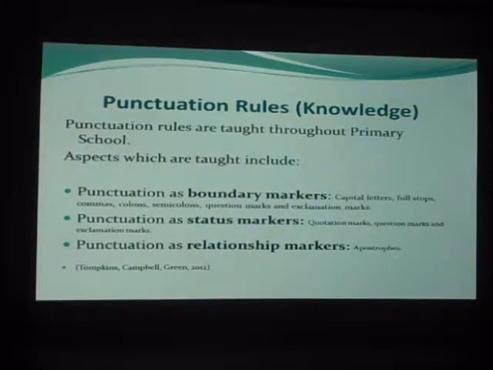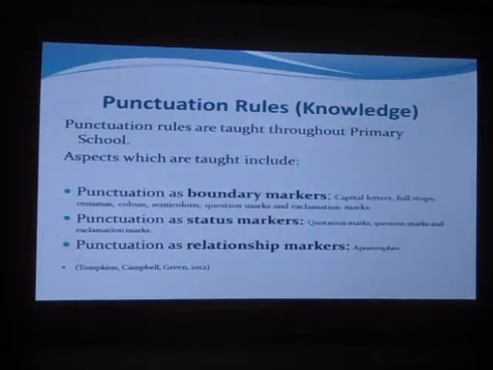Punctuation is known as the marks used in text to separate elements and clarify meaning. Knowledge of punctuation encompasses many facets which are taught to students throughout their schooling career. The purpose of punctuation in sentences is a theme that is taught all through Year 1 to Year 7. Students learn how punctuation can be used for boundary markers, status markers, and marking relationships.